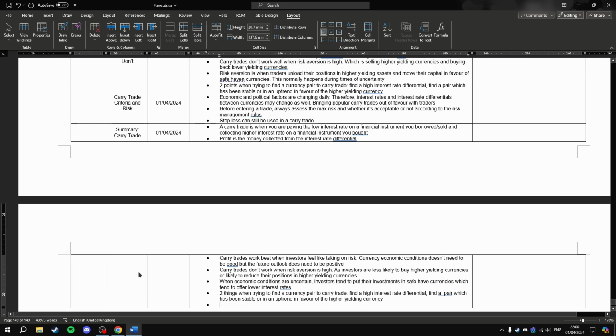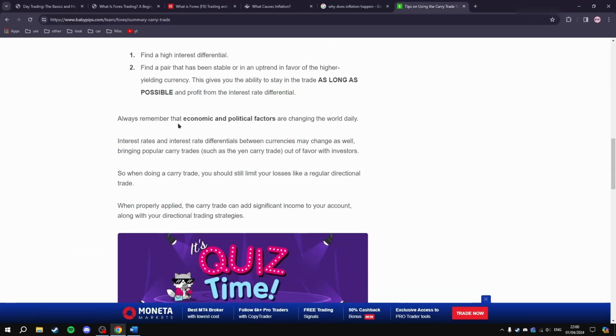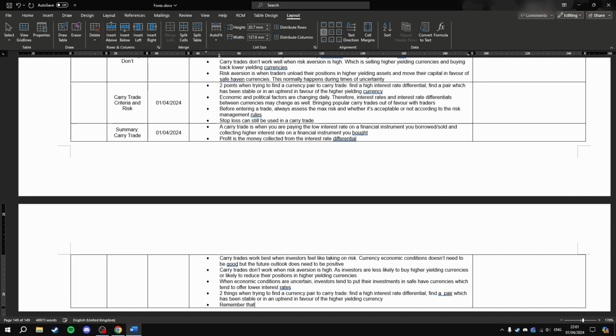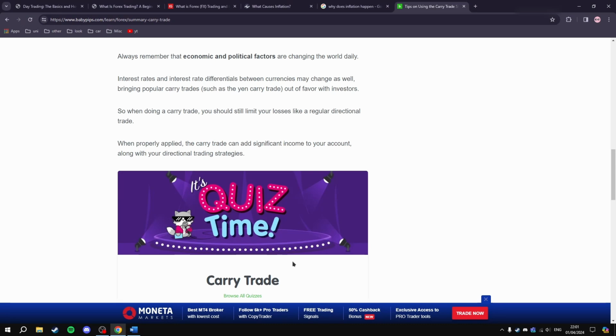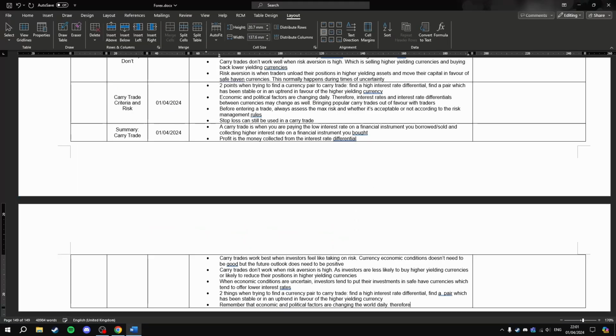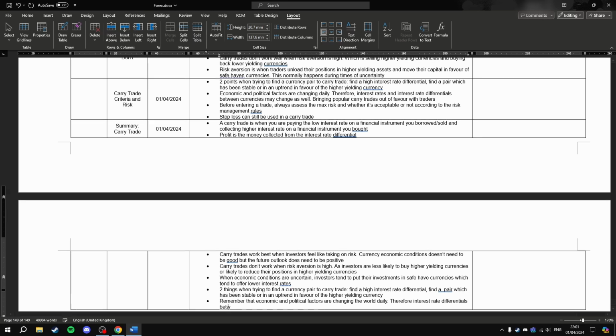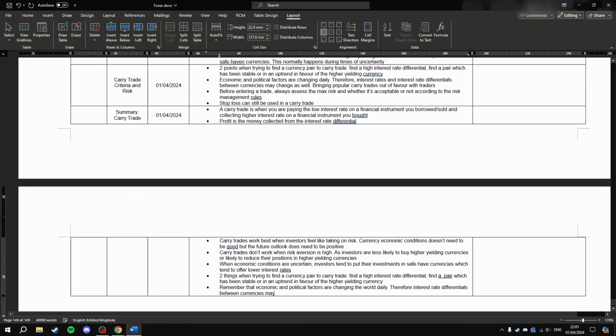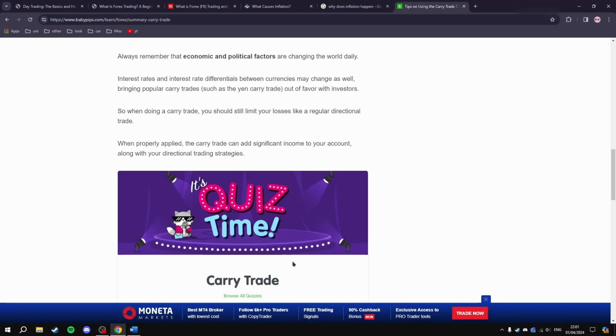Always remember that economic and political factors are changing the world daily. Therefore, interest rate differentials between currencies may change as well.